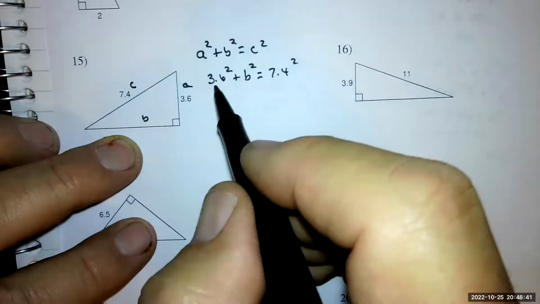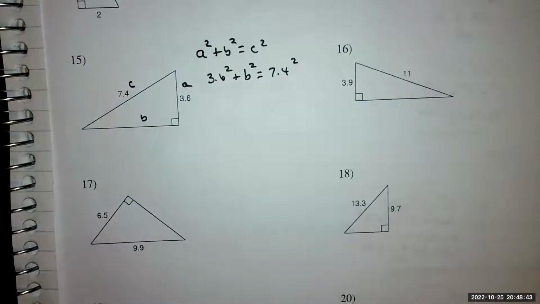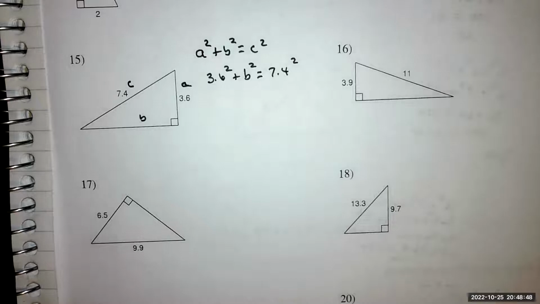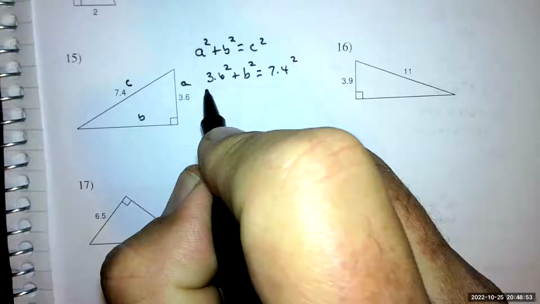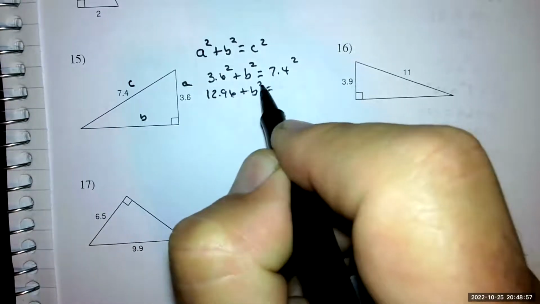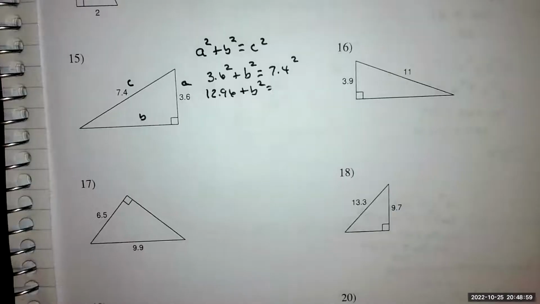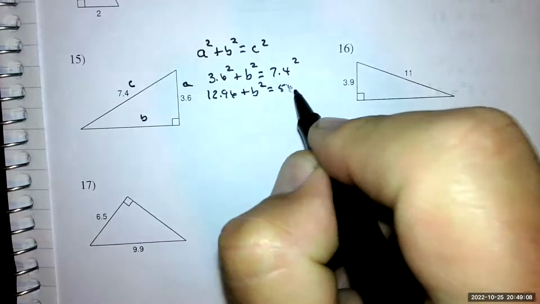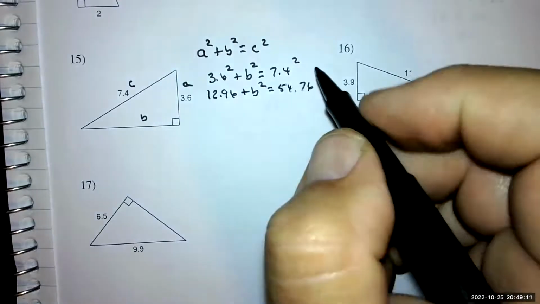So I'm going to take my calculator. Oh, I'm sorry, you can't see. So I'm going to take my calculator, and I'm going to multiply 3.6 times 3.6. When I do, I get 12.96 plus b squared equals, and now I can take 7.4 times 7.4. And that is 54.76.